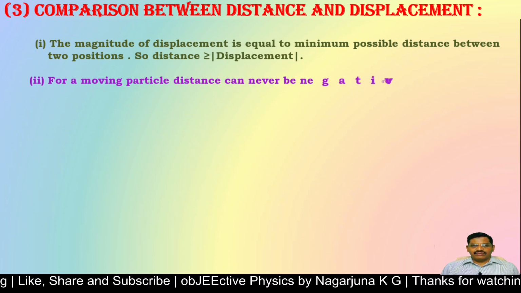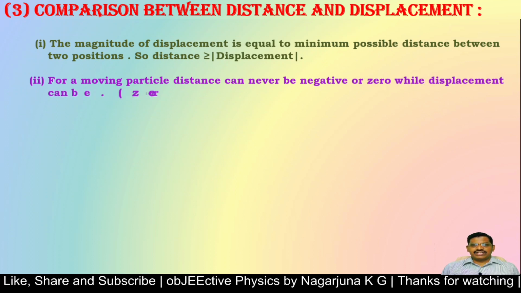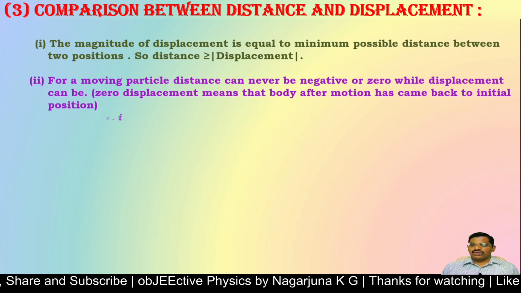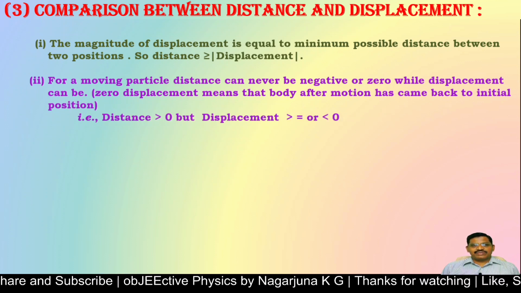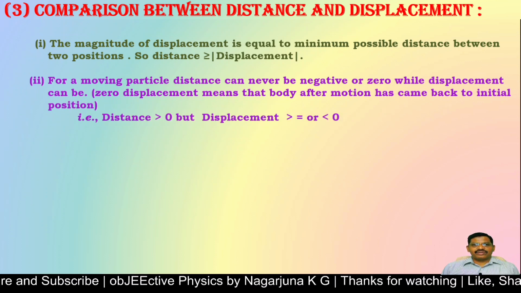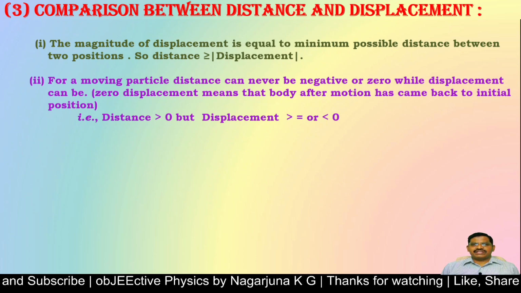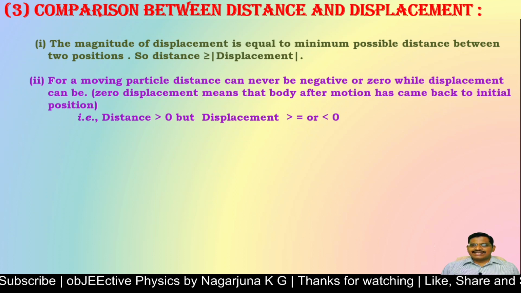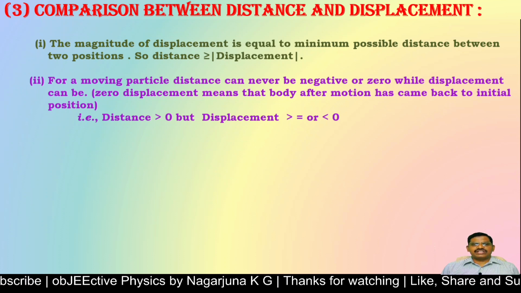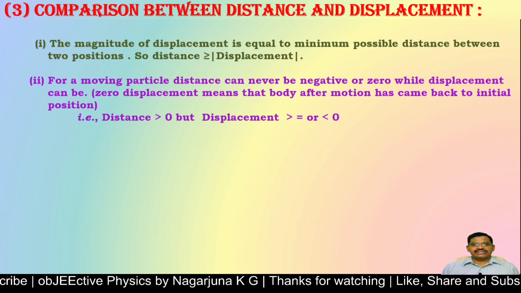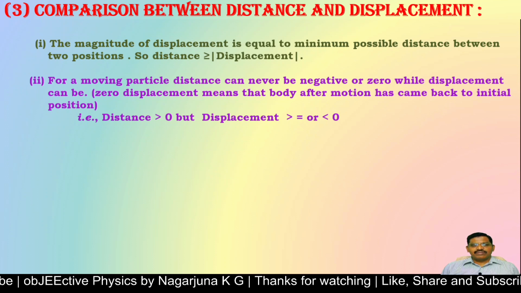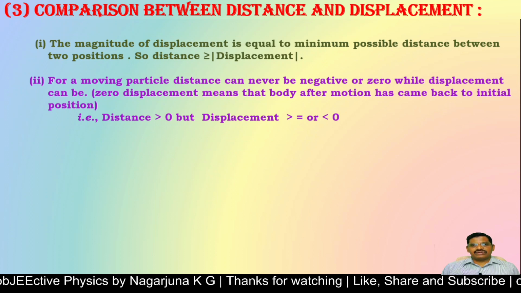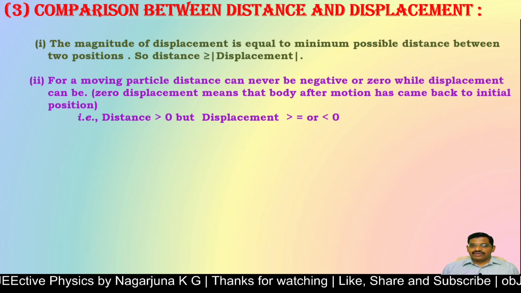Second point, for a moving particle, distance can never be negative or zero, while displacement can be. Zero displacement means that the body after motion has come back to the initial position, that is, distance is greater than 0, but displacement is either greater than 0, equal to 0, or less than 0.